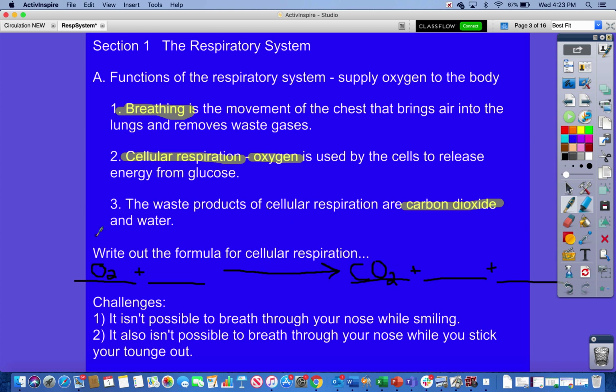Now, in the previous chapters when we talked about cellular respiration, we of course said this was glucose, C6H12O6. You'll have to bear with my writing here. We give off carbon dioxide. We also give off water.